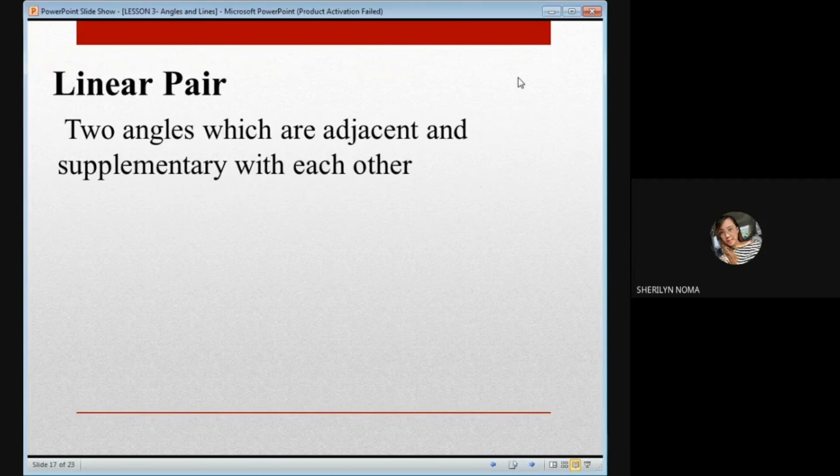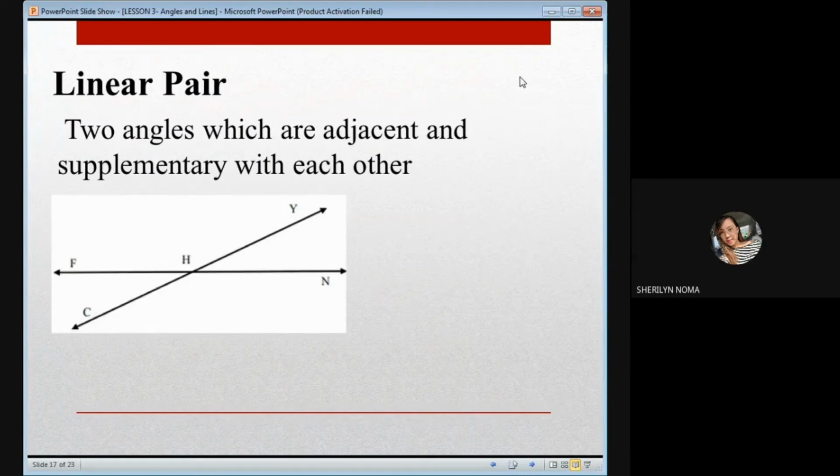So, this time, adjacent sila and supplementary with each other. Or when we say supplementary, the sum of the angles is 180 degrees. So, say for example, ito po yan. Diba? So, ano yung mga linear pairs dyan?